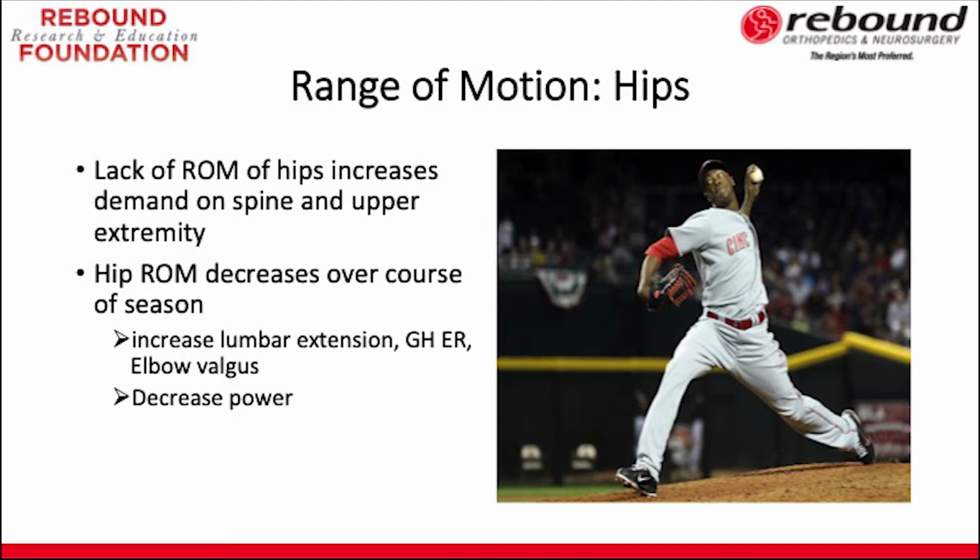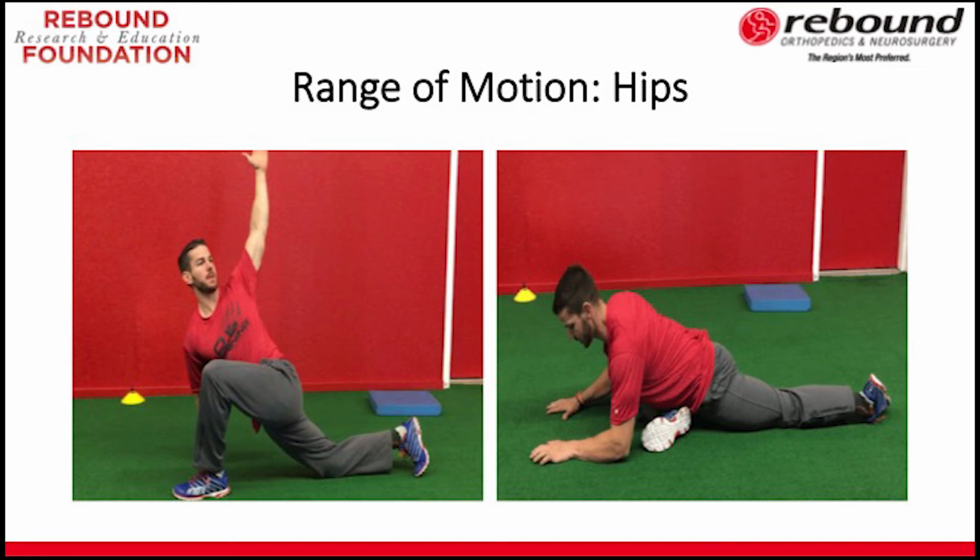And as you lose the rotation in your hip, then that increases the demand on your lumbar spine. It increases the demand on your glenohumeral external rotation and also the elbow valgus force. And then also, which players seem to care about more, it will decrease their power as well. So just making sure that the players have good hip flexibility, so hip extension, hip rotation primarily, because those are the ones that tend to get lost.